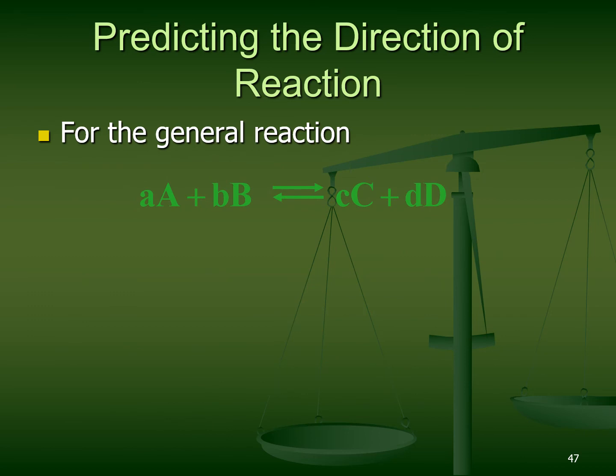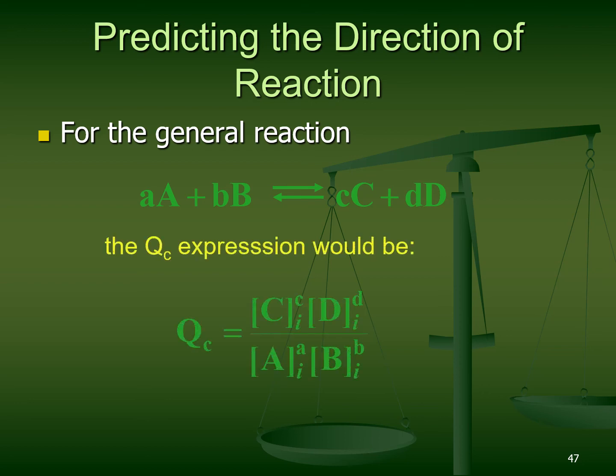So for a general reaction that we saw before, aA plus bB gives us cC plus dD, we know that the K expression is products over reactants raised to their coefficients. Well, we're going to also do the same thing for the Qc expression. So the Qc just says the concentration of products raised to their coefficients divided by the concentration of the reactants raised to their coefficients. We put that little i there because we're saying, okay, we don't know if that's at equilibrium or not. We're going to call that initial. We're going to say it's at some concentration that we don't know is equilibrium.